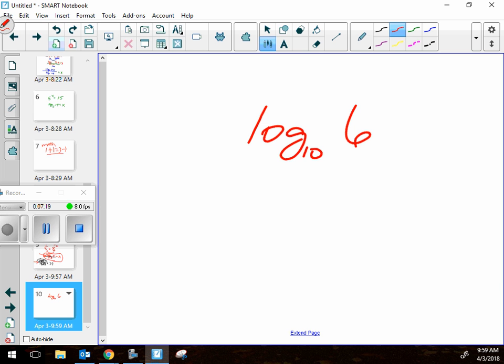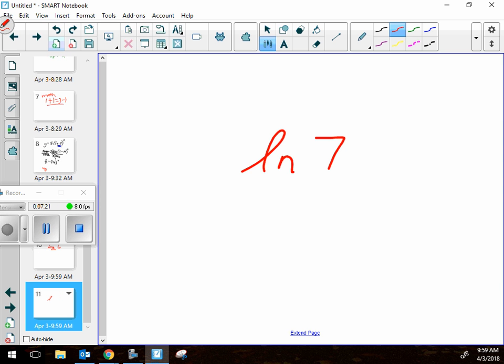All right, how about this? ln 7. That's got a base you can't see. What base is it? Log E. E, very good. So that's log base E of 7.